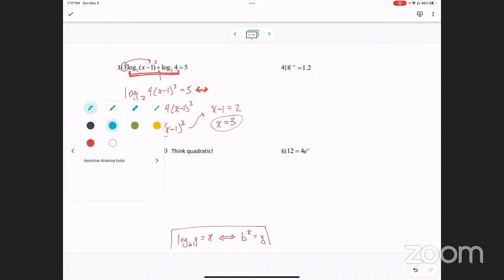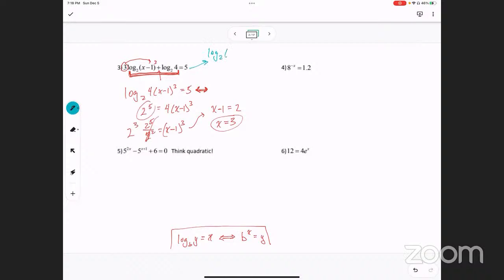So an alternative way, now that we're done, I realize what would have been quicker is if we just rewrote this like this: log base 2 of x minus 1 cubed plus 2 equals 5, right? Simplify that to 2. And then you could just subtract 2 from both sides. So it would have been log base 2 of x minus 1 cubed equals 3. Then you could have converted it. 2 to the 3rd equals x minus 1 cubed, which means 2 equals x minus 1, which means x equals 3. So that actually would have been a little bit quicker.